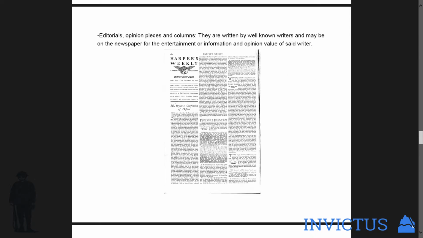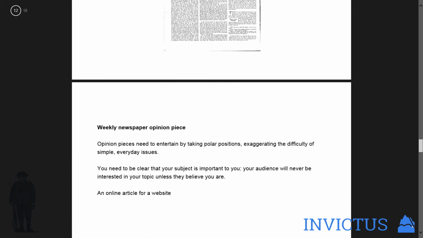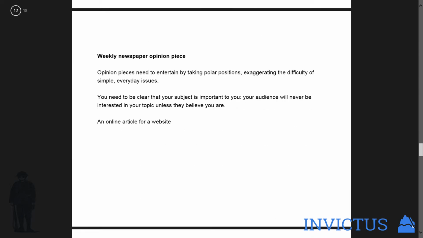A weekly newspaper opinion piece. So opinion pieces need to entertain by taking polar positions because they exaggerate the difficulty of simple everyday issues. Given that it's an opinion, you have right-wing newspapers and you have left-wing newspapers, and you can find that the opinion pieces in between them are vastly different. And within the opinion columns, you may find that they have differing views.